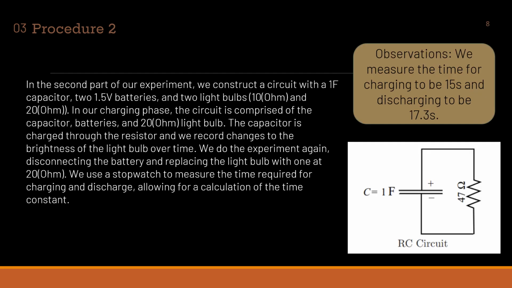For the procedure of the second part of the lab, we constructed a circuit with a 1F capacitor, two 1.5 volt batteries, and two light bulbs of 10 ohms and 20 ohms. In our charging phase, the circuit is comprised of the capacitor, batteries, and the 20 ohm light bulb. The capacitor is charged through the resistor and we record changes to the brightness of the light bulb over time. We do the experiment again, disconnecting the battery and replacing the light bulb with one at 20 ohms. We use the stopwatch to measure the time required for charging and discharging, allowing for a calculation of the time constant.